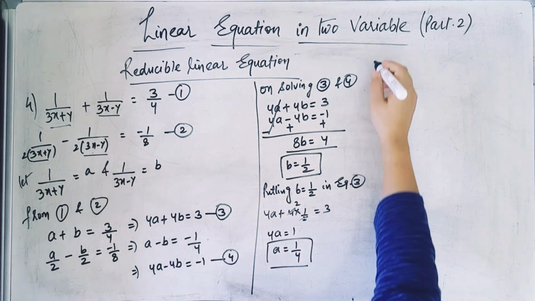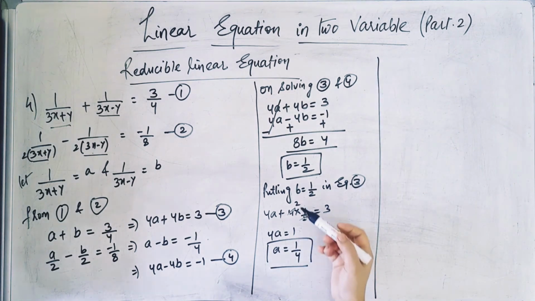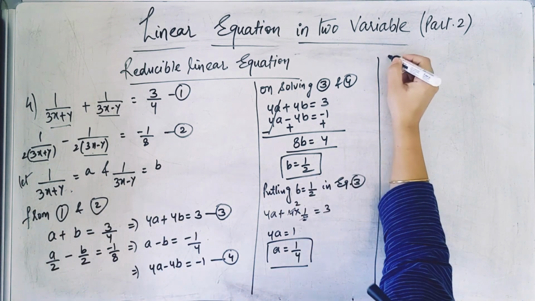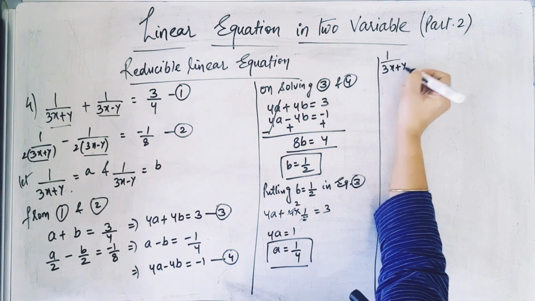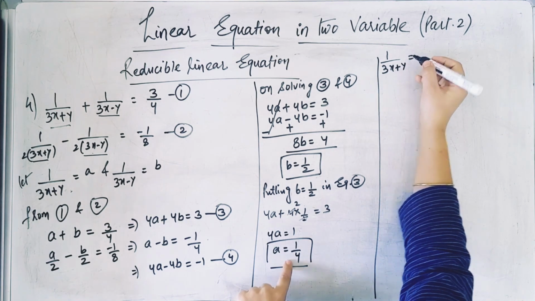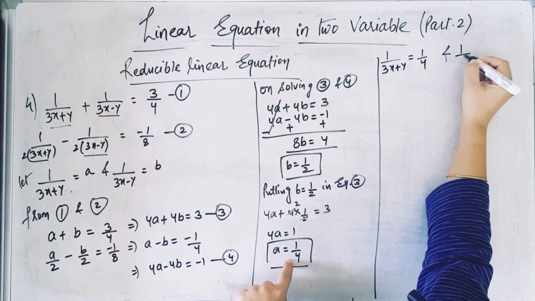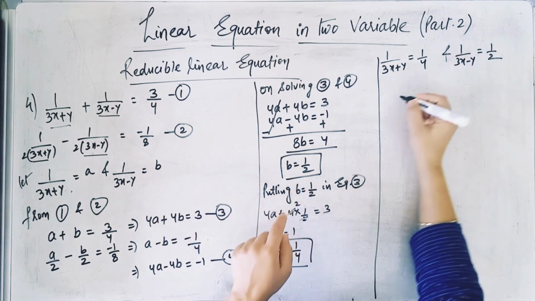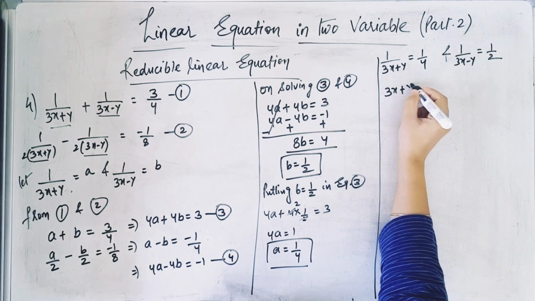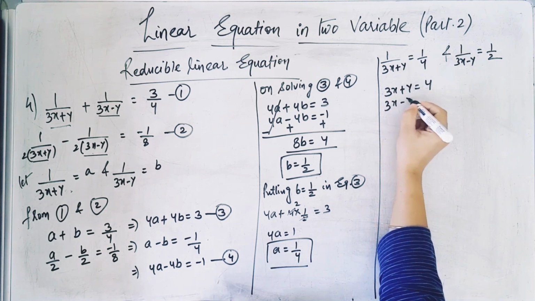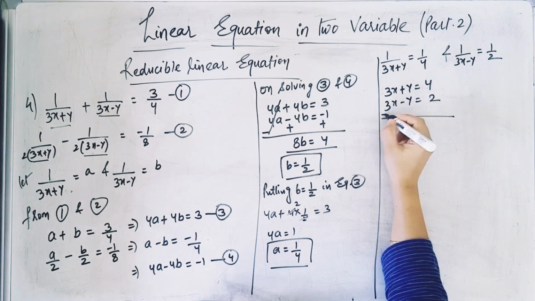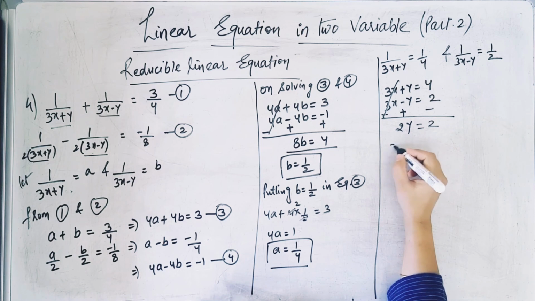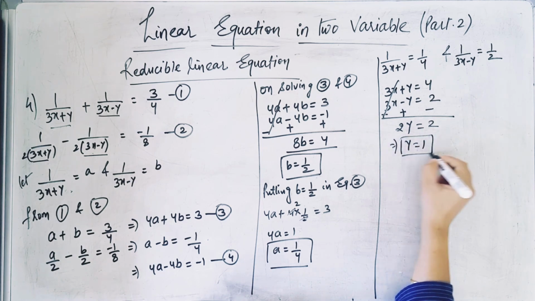So on solving this equation, again, now we'll put the value of a and b in this. What have we assumed? We have assumed 1/(3x plus y) to be a. So a is what? 1 by 4. And 1/(3x minus y) is b. b is what? 1 by 2. So we'll solve it. 3x plus y equals 4. 3x minus y equals 2. We'll change the sign. This will get cancelled out. 2y equals 2. Thus y will be equal to 1.